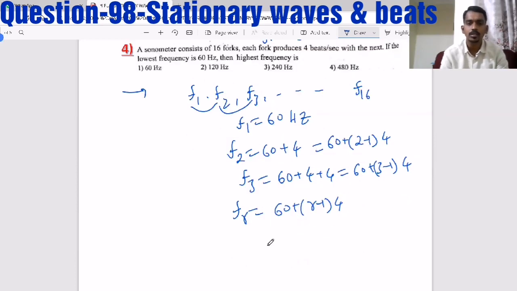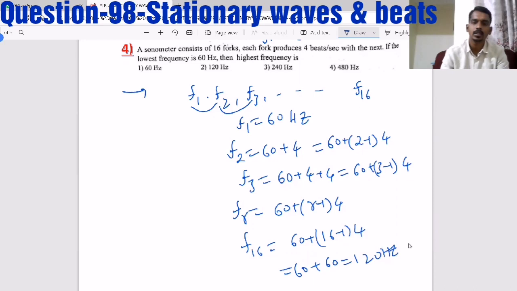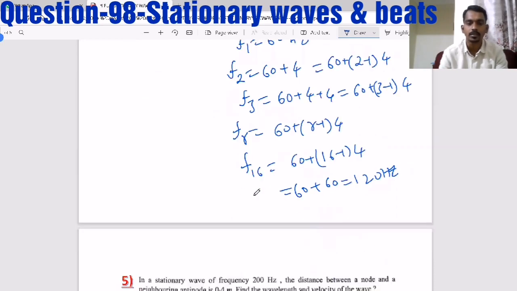Now the highest one means the last one, the 16th one. F16 means 60 plus 16 minus 1 into 4. That is equal to 60 plus 15 into 4, that is 60. So how much will it become? 120 Hertz. This way, see, every time there are some logical questions. That is the main thing you need to understand about beats.